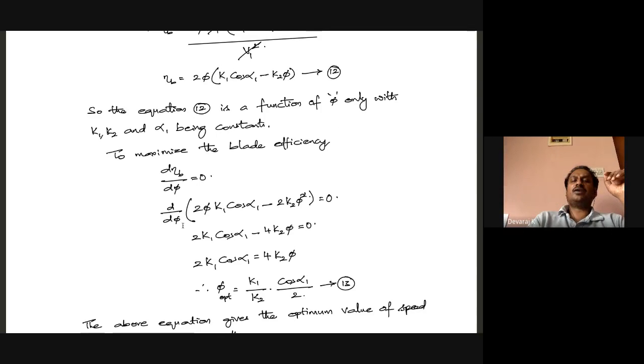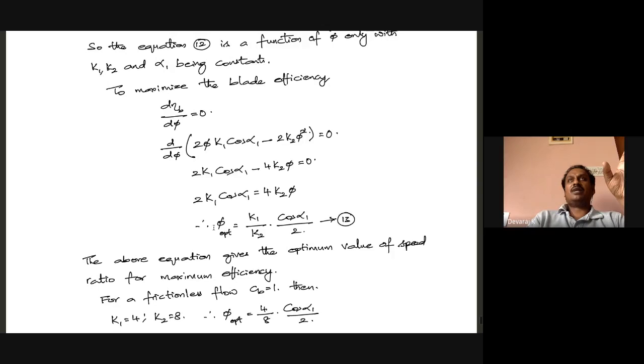Differentiate d by d phi of 2 phi into K1 cos alpha 1 minus K2 phi. If I open the bracket, this will be 2 phi K1 cos alpha 1 minus 2 K2 phi square, because one phi is inside, one phi outside. If I differentiate, the first one will be 2 K1 cos alpha 1 minus 2 into 2 K2 phi, so it will be 4 K2 phi, which is equal to 0. If I simplify, I get the value of phi, which is the optimum value for maximum blade efficiency, equal to the ratio of K1 by K2 into cos alpha 1 by 2.